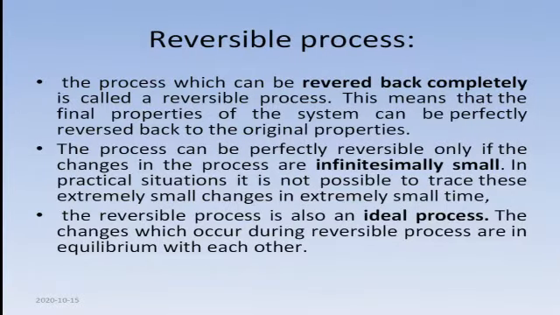Now let us discuss the first thermodynamic process. The process which can be reversed back completely is called a reversible process. This means that the final properties of the system can be perfectly reversed back to the original properties. The process can be perfectly reversible only if the changes in the process are infinitesimally small. In practical situations, it is not possible to trace these extremely small changes in extremely small time. The reversible process is also an ideal process. The changes which occur during the reversible process are in equilibrium with each other.